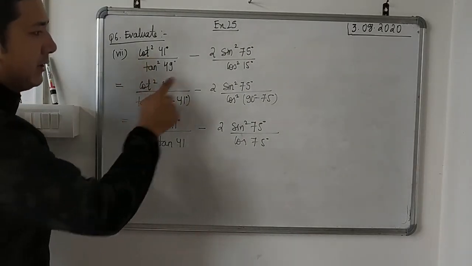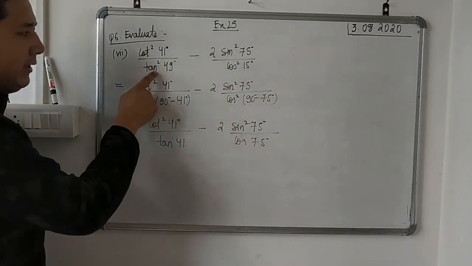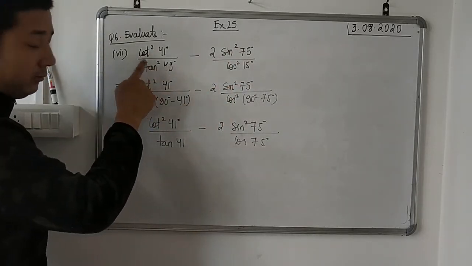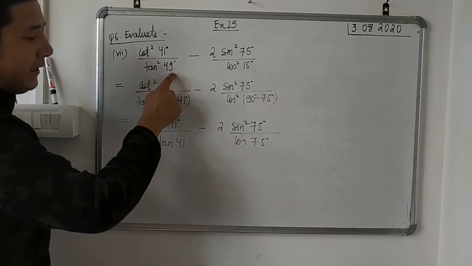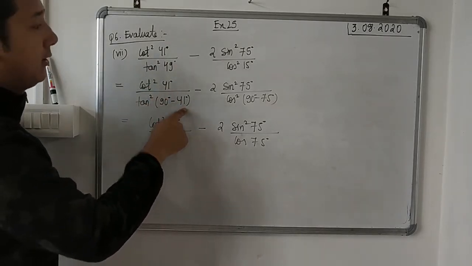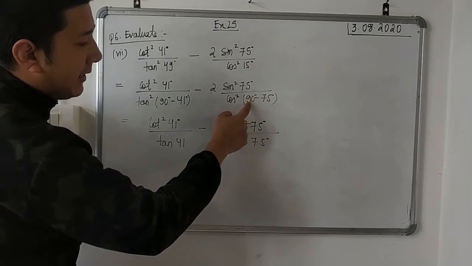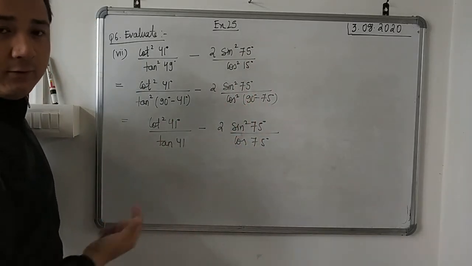Keeping the numerator as it is, in the denominator I can write tan square, remember there is square also, 49, can I write 90 minus 41? Obviously, and 15, can I write 90 minus 75? Everyone knows it, isn't it?